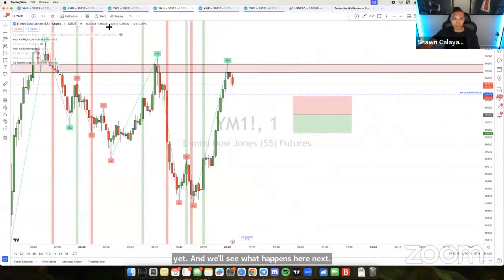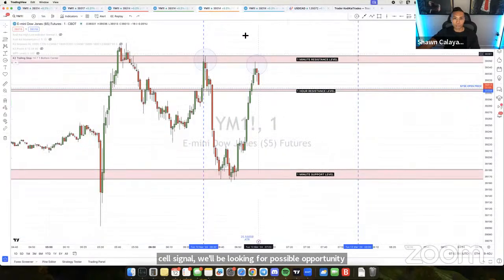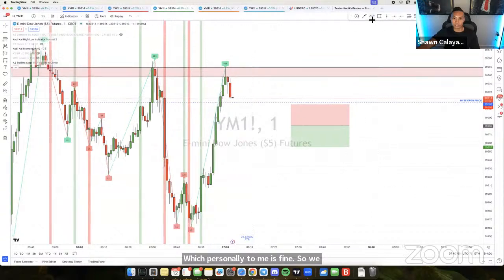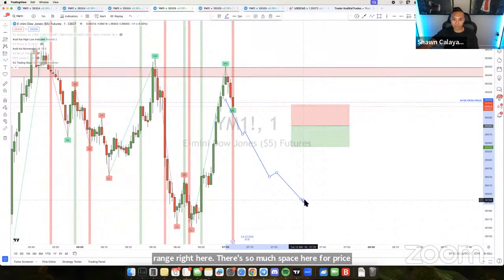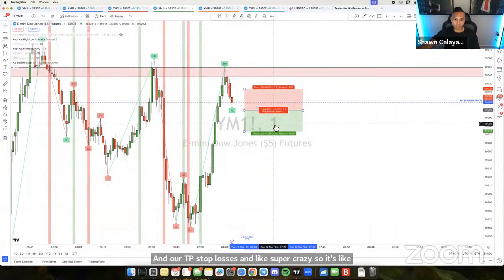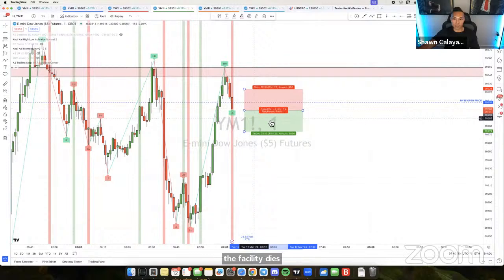Once we get that sell signal, we'll be looking for a possible entry, which personally to me is fine, because we have such a big range right here. There's so much space for price to come back down lower, and our TP and stop loss isn't super crazy. It's enough for us to get in and out super quickly for 25. This is why, like what Jeff was asking earlier about adjusting our TP and stop loss, there's really no need, because the volatility dies down. You can see right here that the volatility is a lot slower, and it gives us the opportunity to get in and out of a position quickly enough.